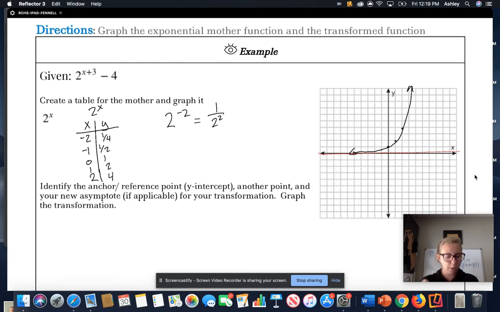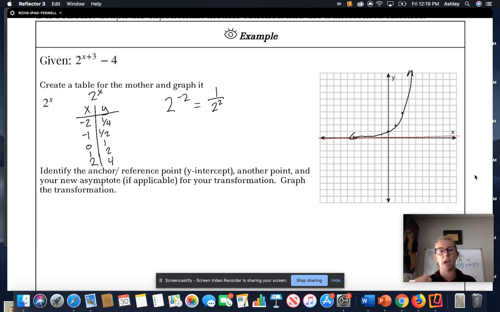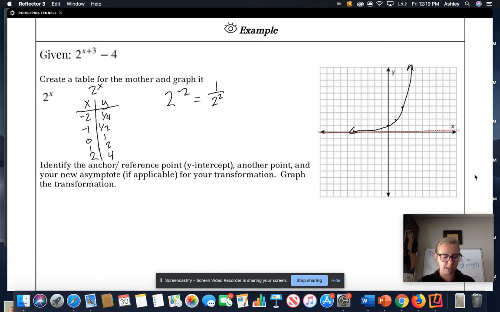All right, so we identify anchor points. The y-intercept is a key one. So in this case, our anchor point would be (0, 1). And then we also want to pick another point so we can really see this transformation. So I might pick the point (1, 2) as well, just another point to look at here. Okay, so now we need to apply our h and k transformations.